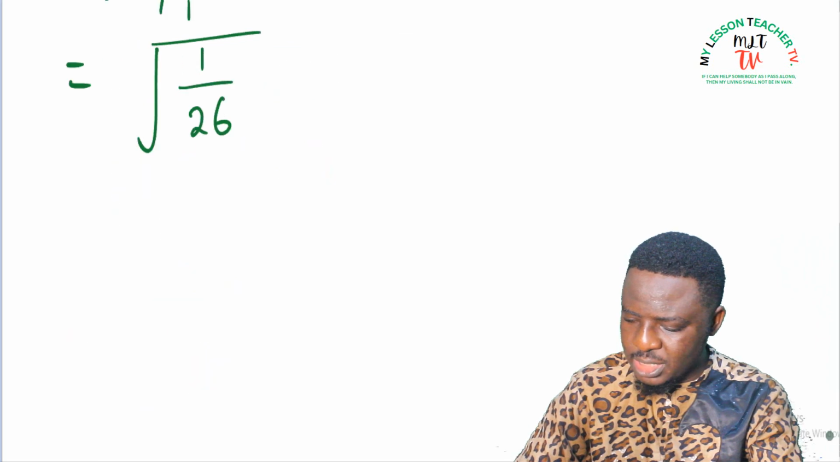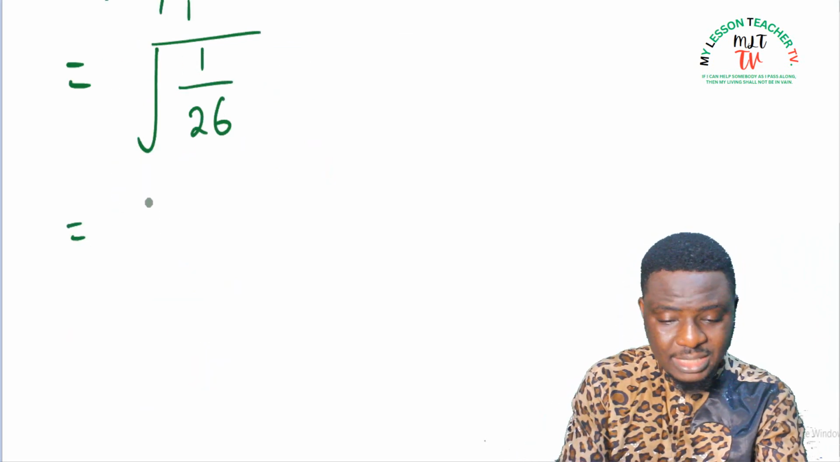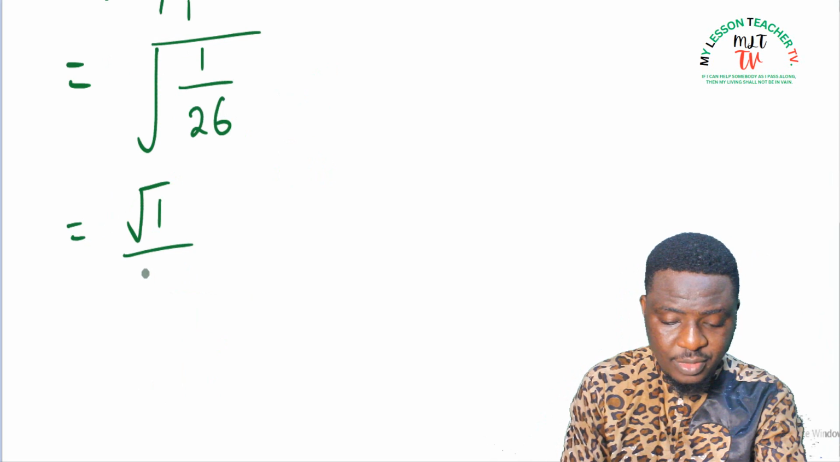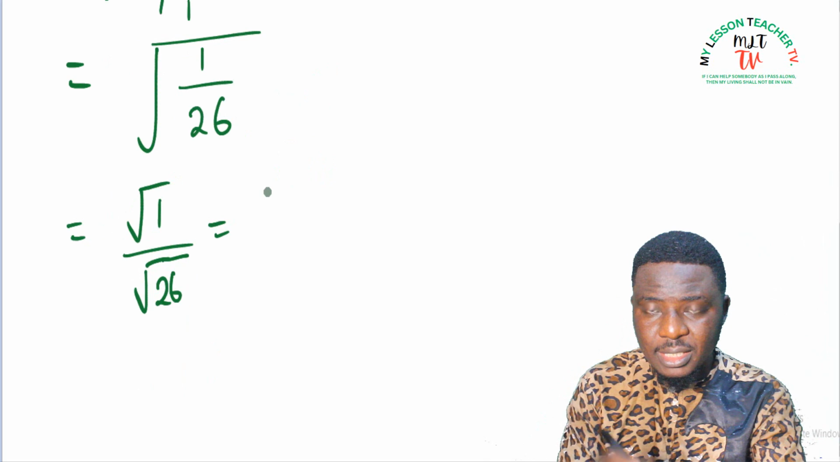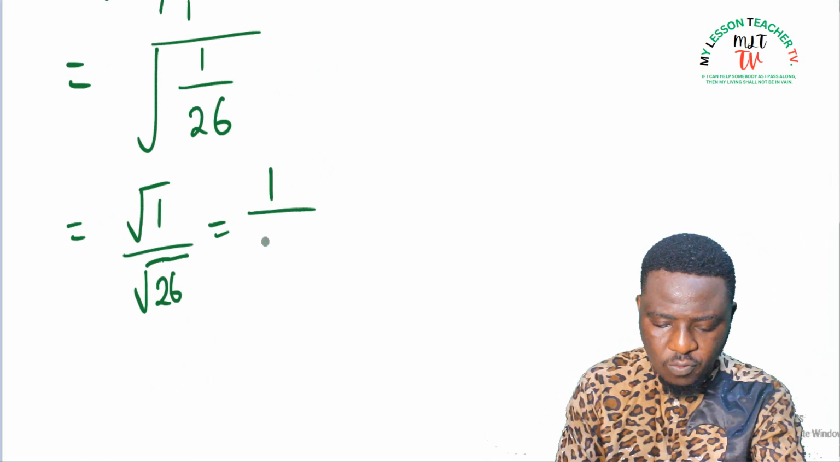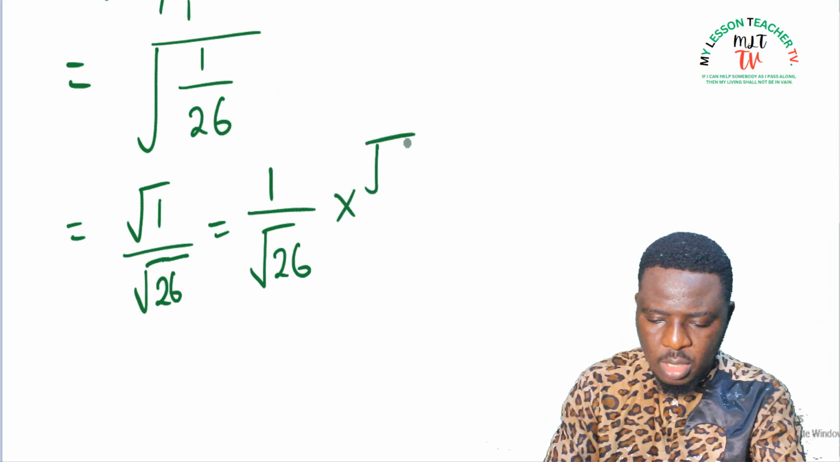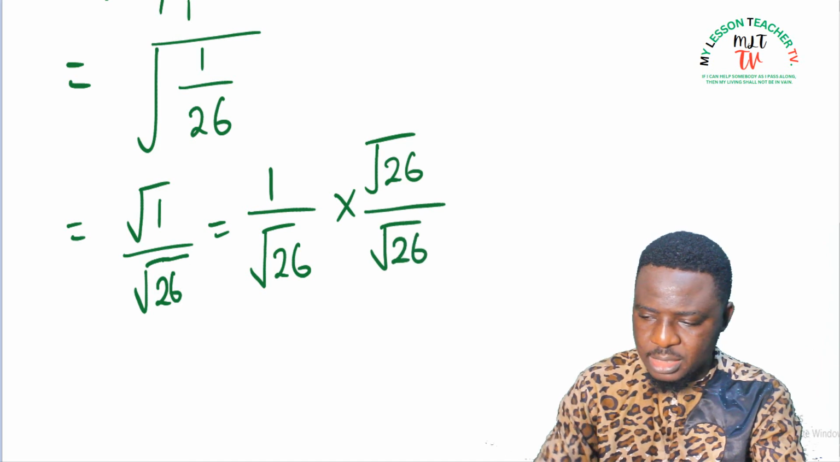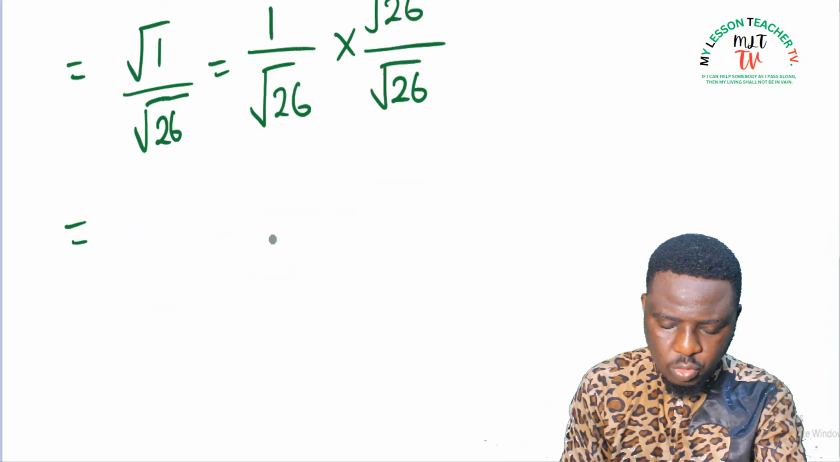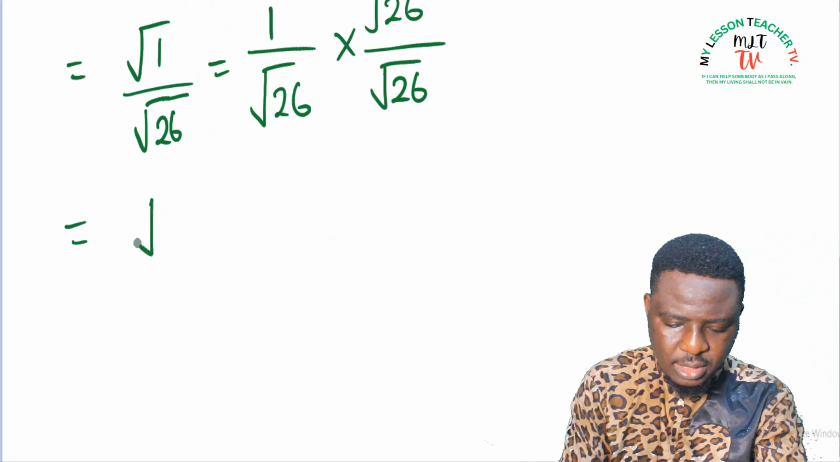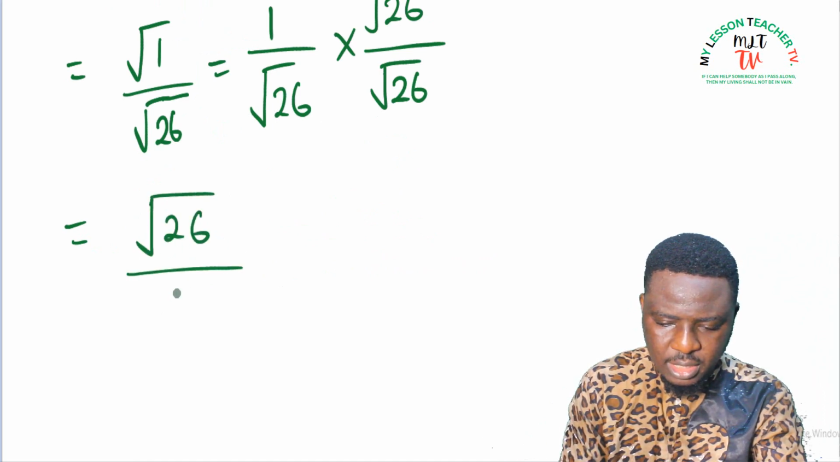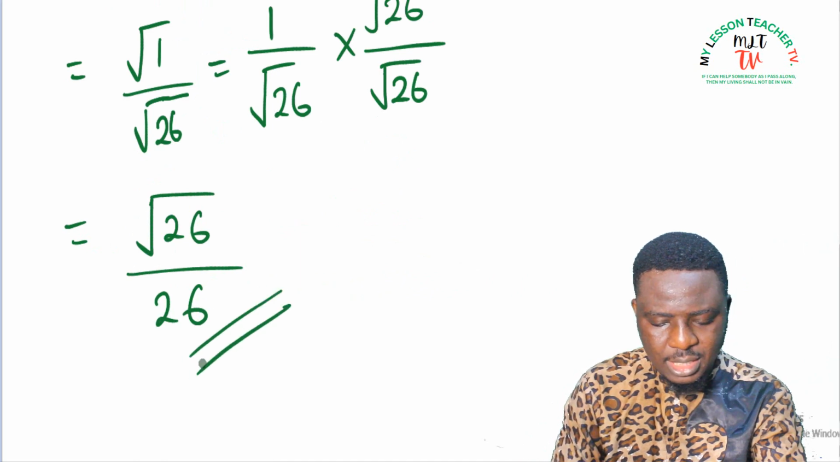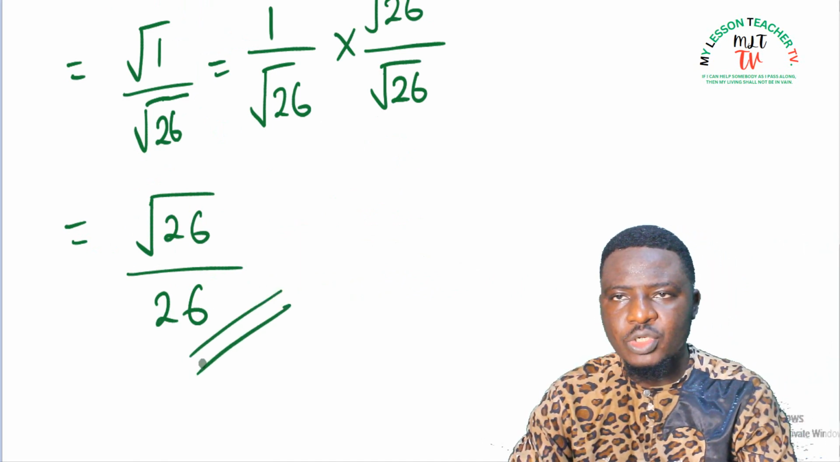And root 1 over 26 is equal to root 1 divided by root 26. And the square root of 1 is 1. So this can be said to be 1 over root 26. So rationalize the denominator by multiplying both the numerator and denominator by root 26. And 1 times root 26 will give us root 26 divided by 26. Ladies and gentlemen, this is your solution.